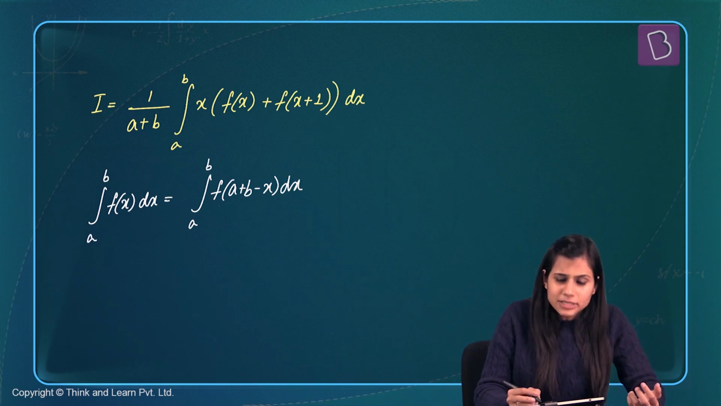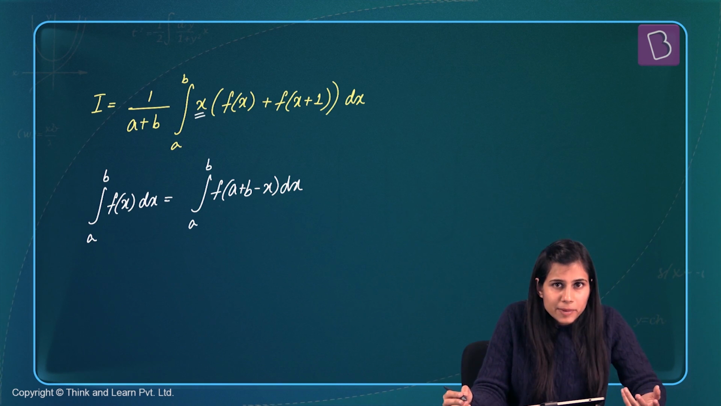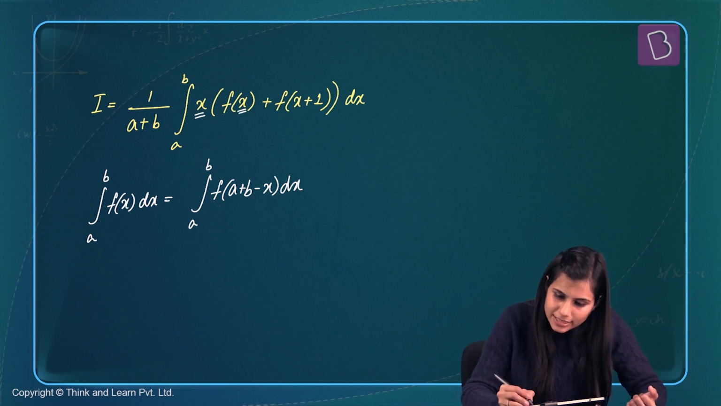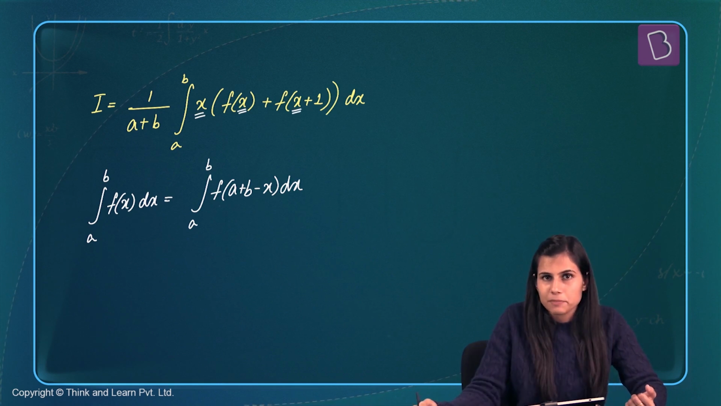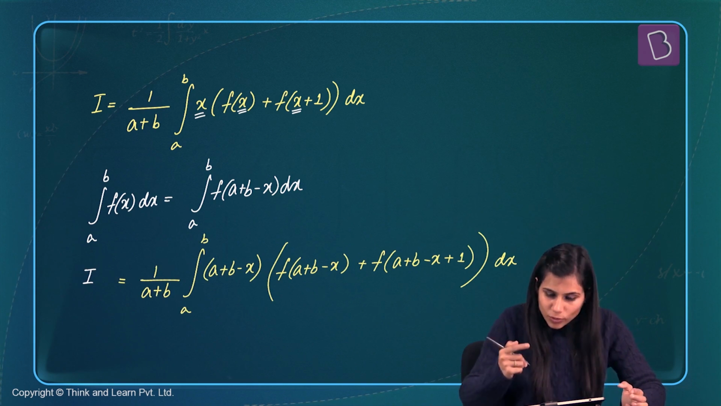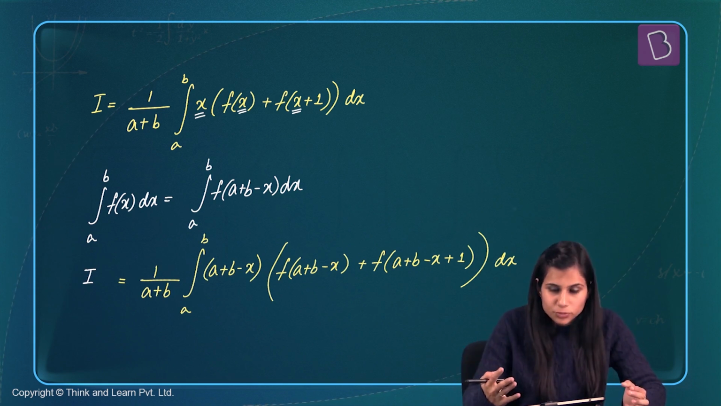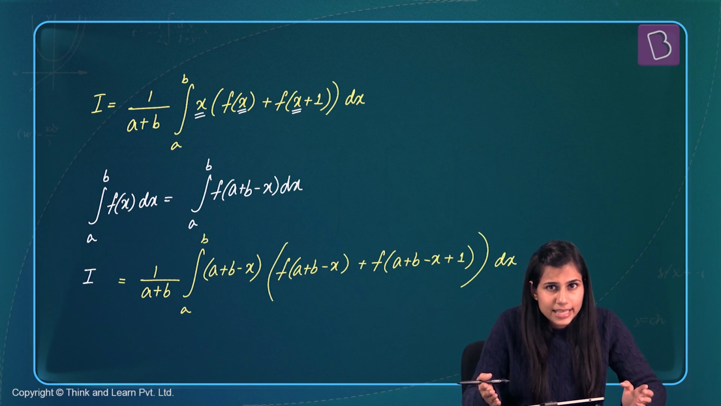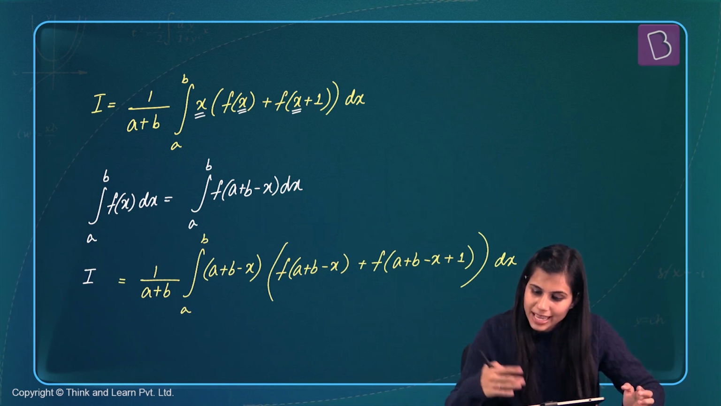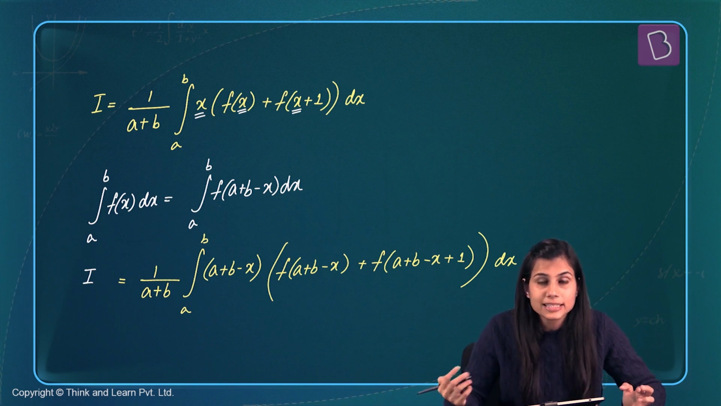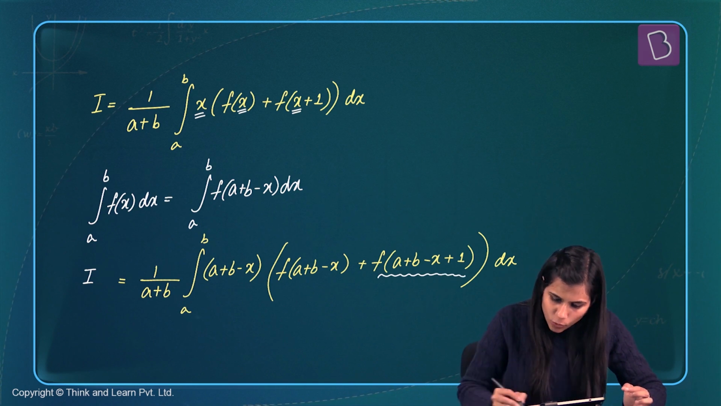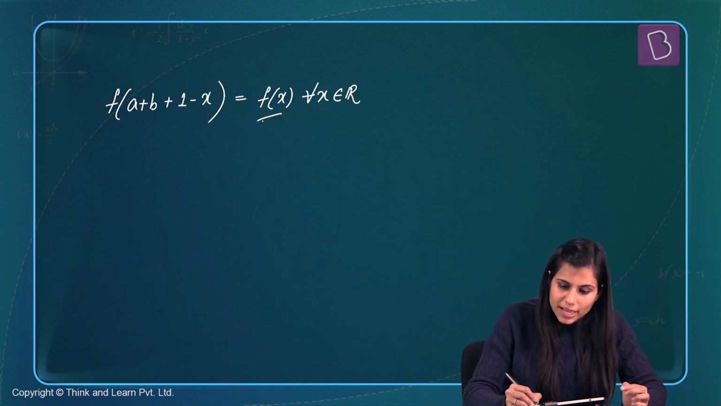So when I do that, what happens? This is replaced by a plus b minus x. This is replaced by a plus b minus x. And this is replaced by a plus b minus x. Right? So I get that capital I is equal to 1 by a plus b as it is, integral from a to b, a plus b minus x multiplied by f of a plus b minus x plus f of a plus b plus 1 minus x the whole dx. Now this is something that the question said is equal to f of x.